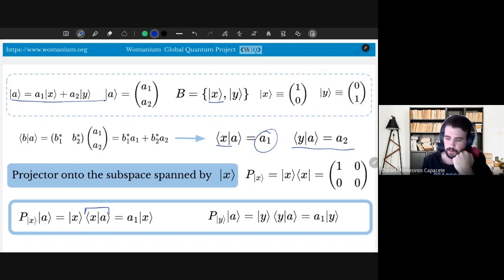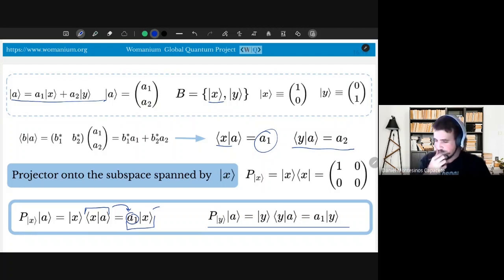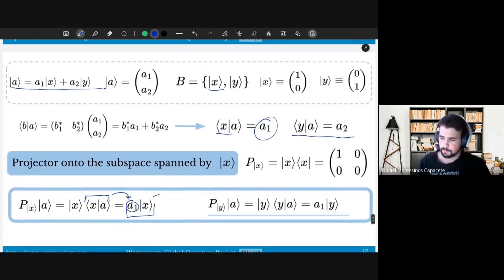So this is going to be a1, right? This will be the corresponding vector in the space generated by the vector x, and this is the projection, right? The very same happens if you do that with the second vector in your basis. I hope that's understandable.